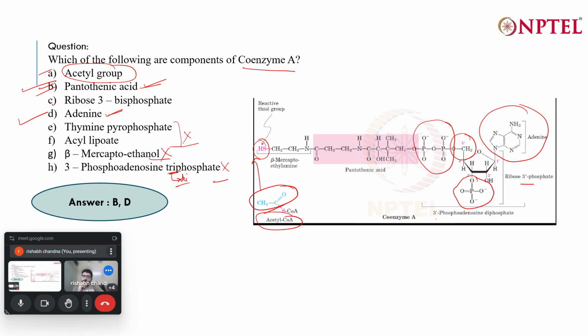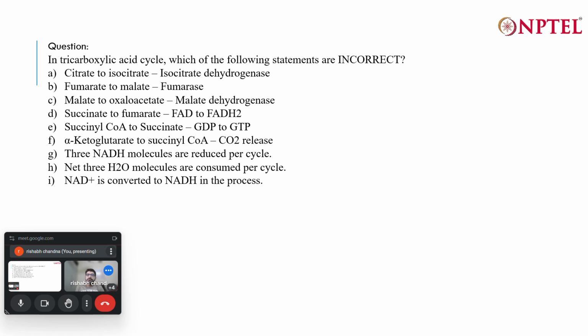Okay, so any doubts in this question? Okay, so let's move on to the next question. In the TCA cycle, which of the following statements are incorrect? So, what can be the correct answer? You have to find the incorrect statements.